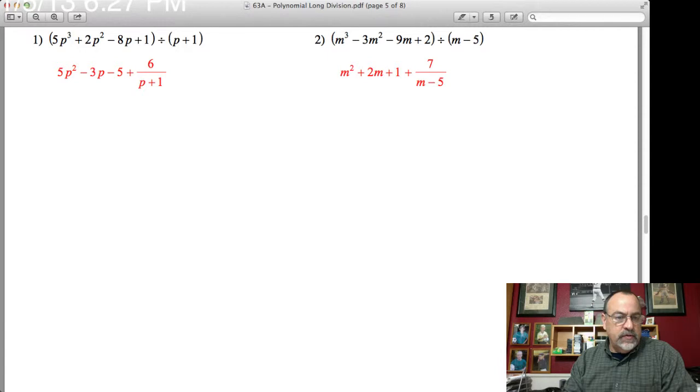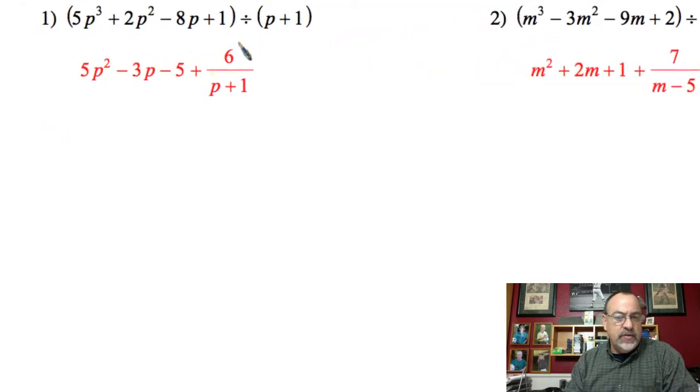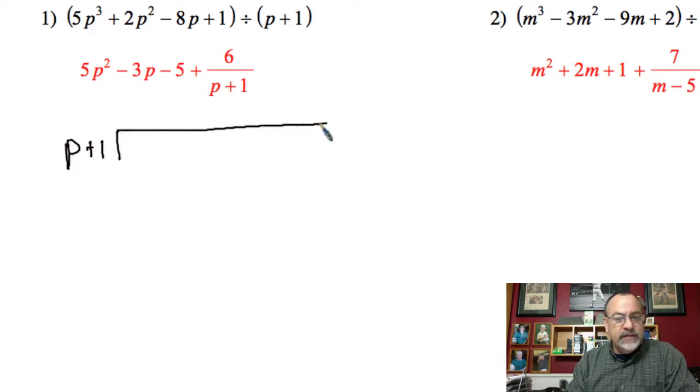Okay, so we're going to start off with number 1 here. I have the answer already here so we can kind of see where we're going. Just like any division problem that's written like this, we'll need to write it in the long division form. So we're going to do p plus 1, and we're going to divide that into 5p cubed plus 2p squared minus 8p plus 1.